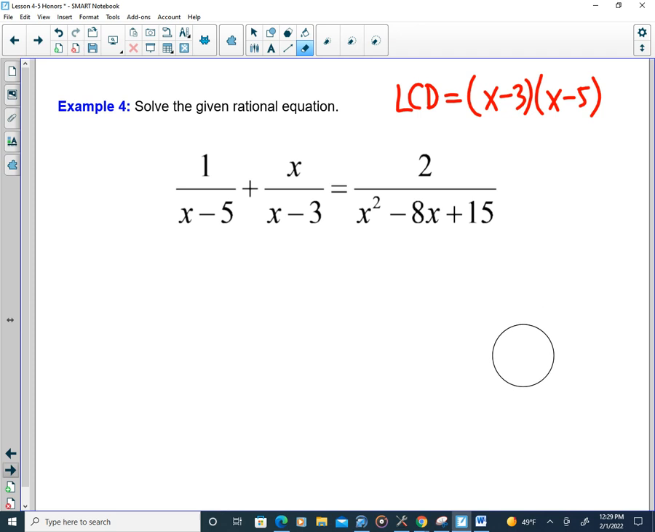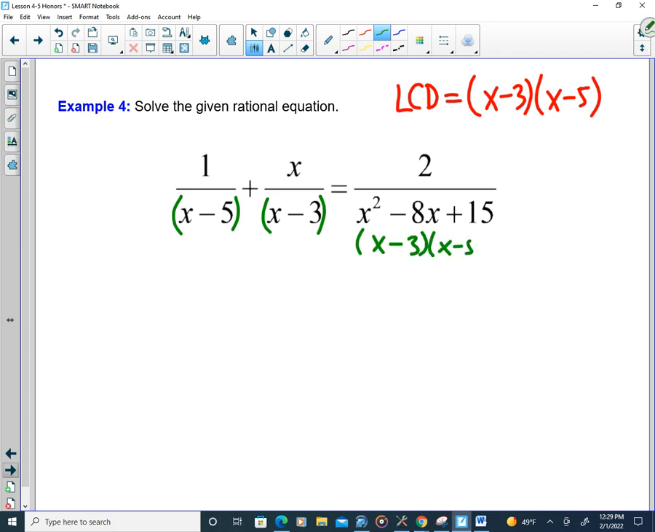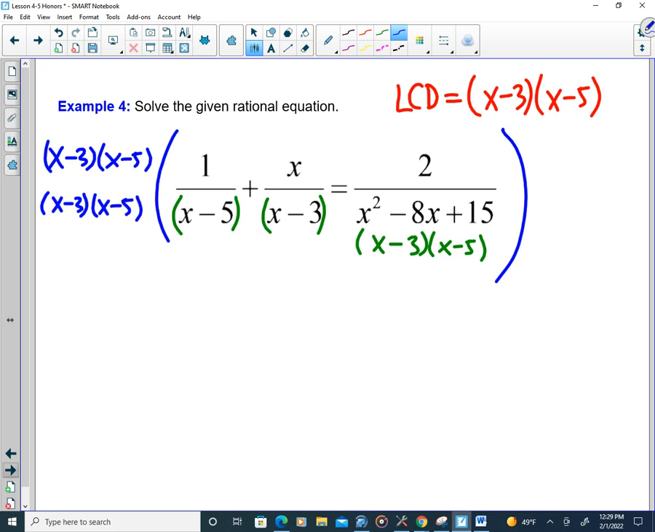So I'm just going to erase this. So remember, this was already factored, this was already factored, and then this factored to x minus 3, x minus 5. So I need to multiply my whole equation by this, and I got to do it 3 times. So I'm multiplying it by this 3 times because I have 3 terms in this equation.